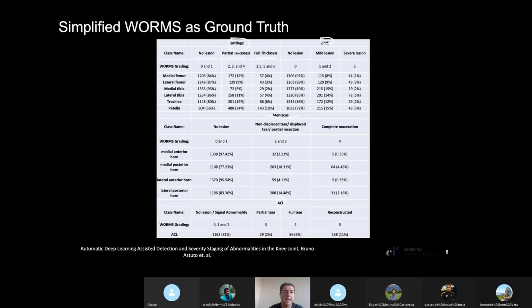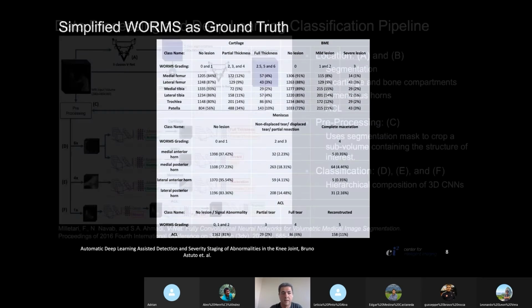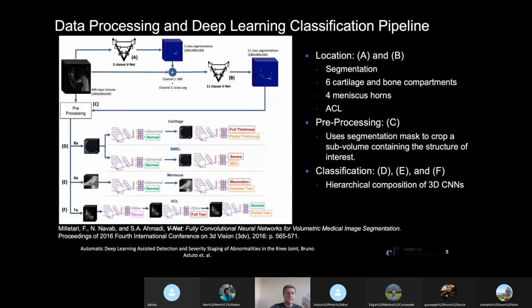And we do this assessment for different parts of the knee. We have the lateral and medial femur, lateral and medial tibia, trochlea, and patella. We do this assessment for all the three bones and for cartilage as well. Okay, so the whole system looks like this. I think now we might be getting to the part where you guys might be interested in.